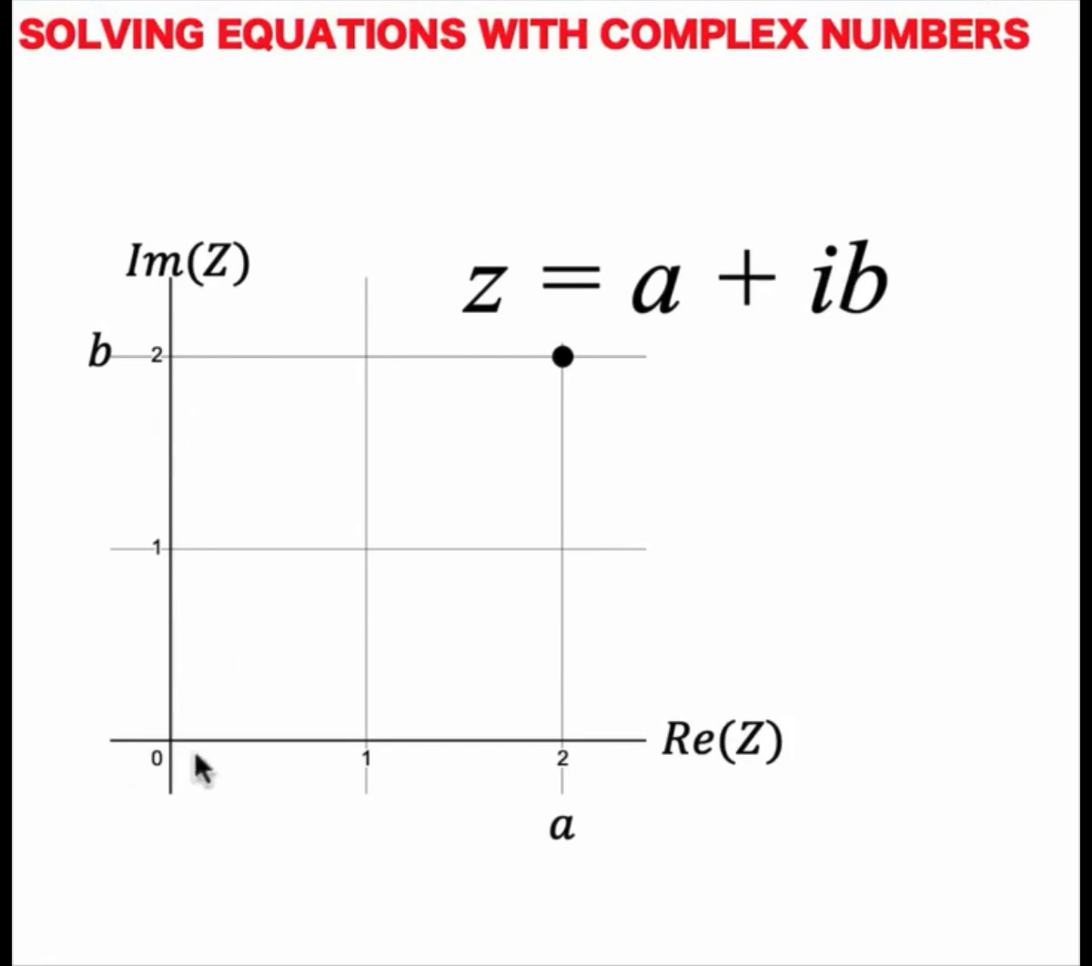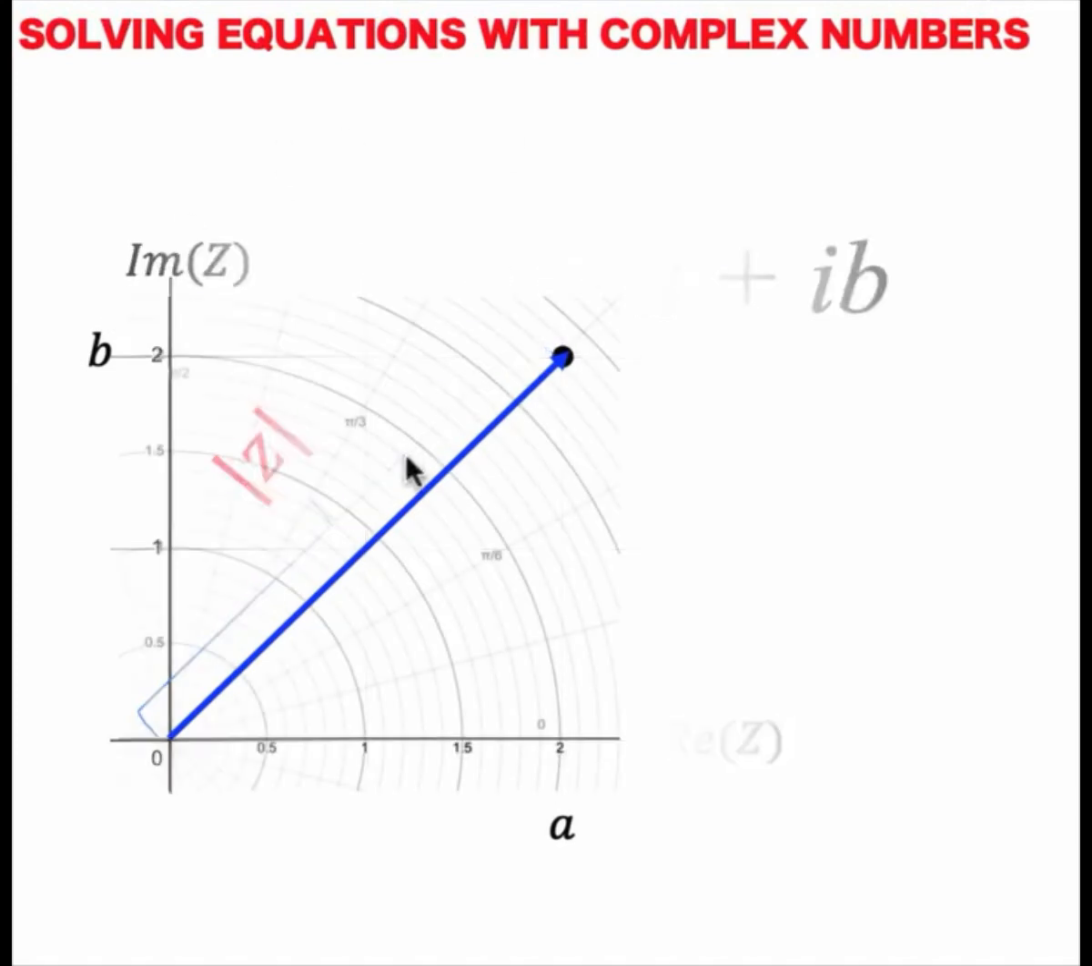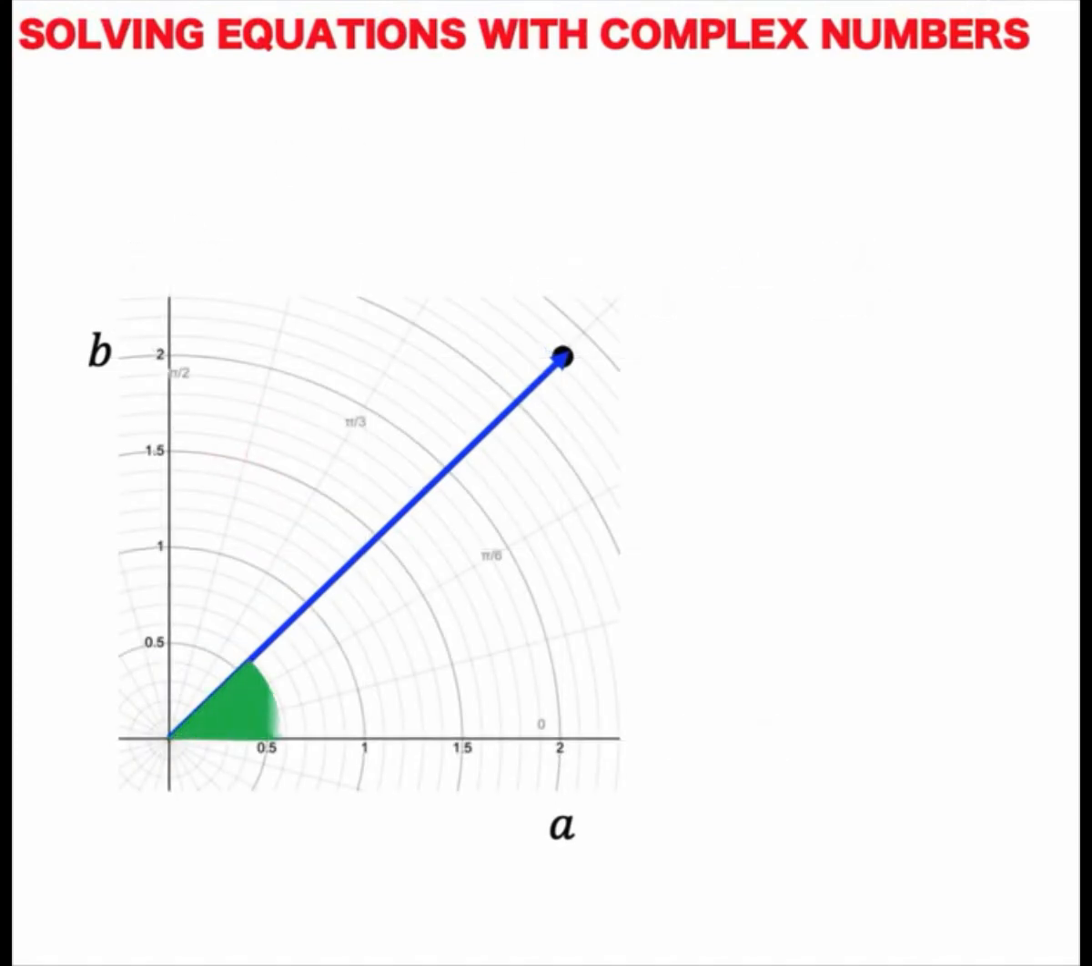Now, if you have a vector coming from the origin going to this point, then the magnitude of this vector is the absolute value of z. If you look at this vector in the polar coordinate system, it will look like this. We need an angle here, and let's label that angle as phi, and that radius is equivalent to the absolute value of z, which is equal to r.